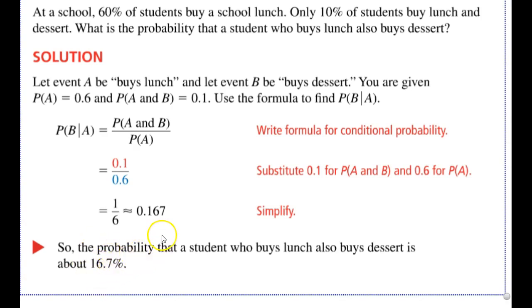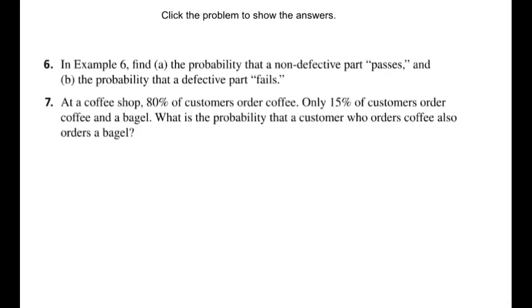And we can also think about this numbers-wise. If I had the group of students that bought lunch all in one room, that's kind of my sample space then, right? So I've limited it to just buying lunch. And then if 10% of those students have bought dessert, then I could figure that fraction out in that proportionality. So I know it's about 16.7% of them. Now I want you to try these monitoring progress problems and see how you do. See if you can determine the data that we're looking at and the data that we really need.